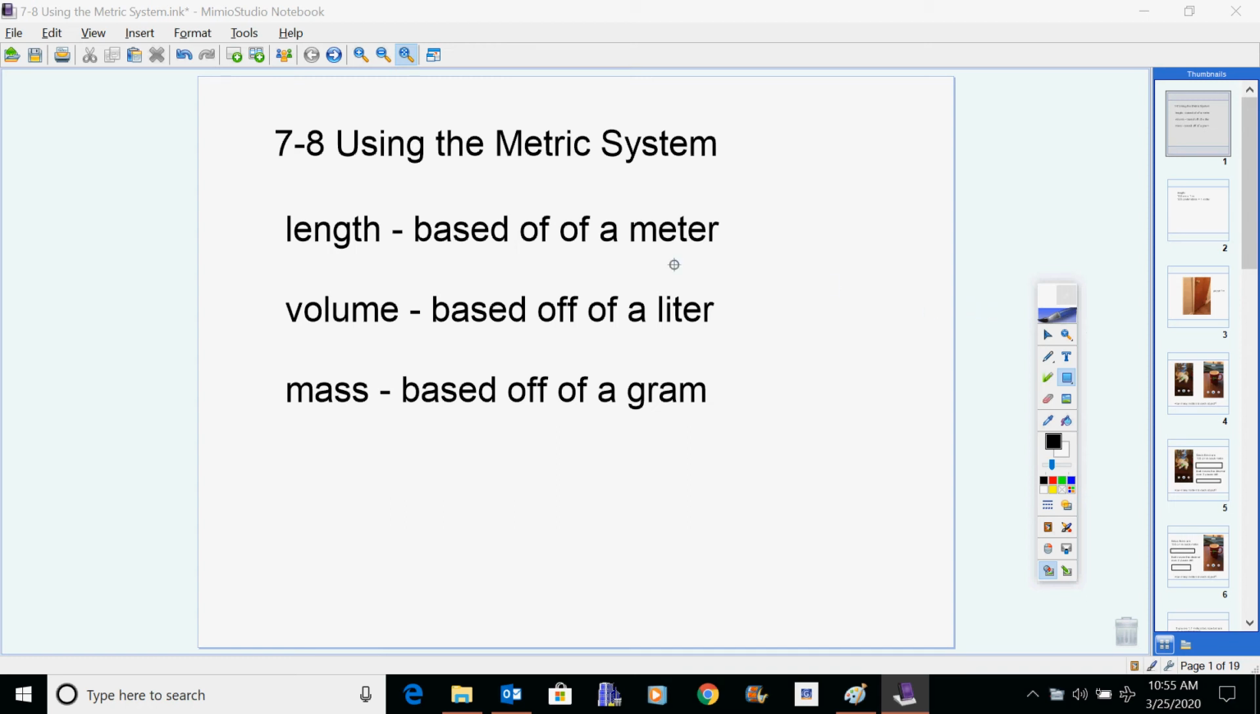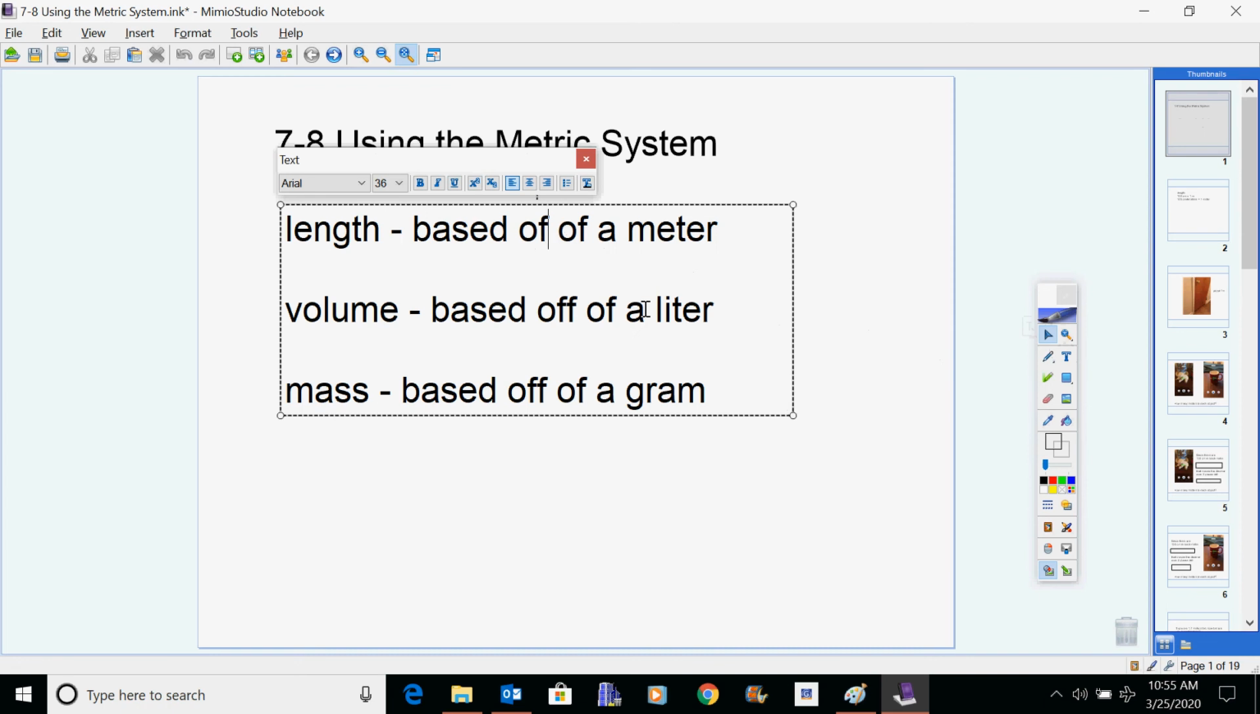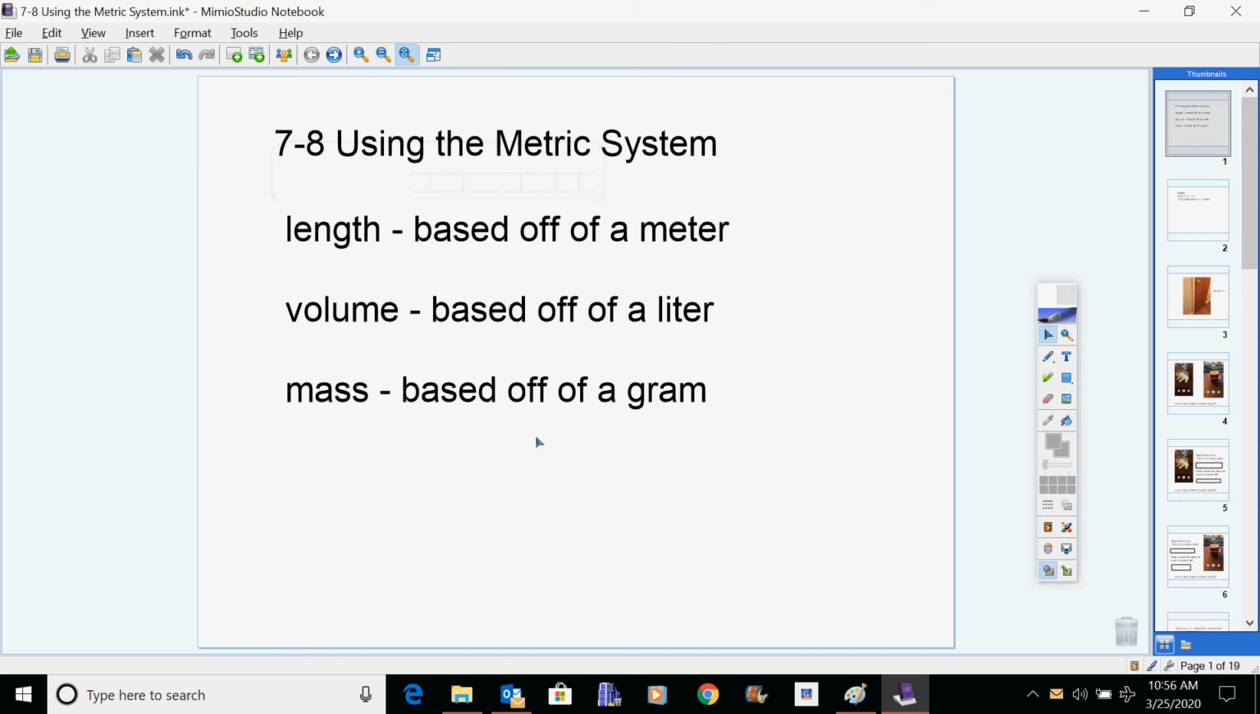So we're going to talk about lengths. Lengths are all based off of a meter. That should say OFF. Anyway, based off of a meter, or based on a meter would be probably a little bit better to say. Volume is based off of a liter, and mass is based off of a gram.